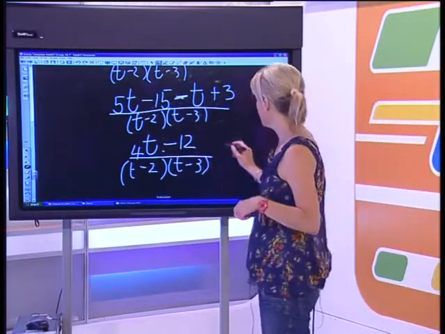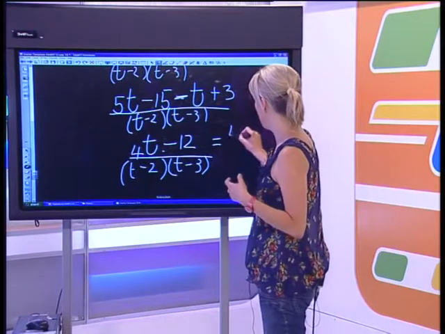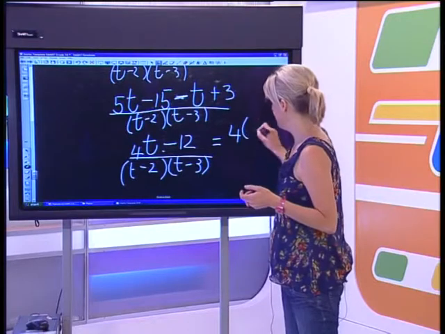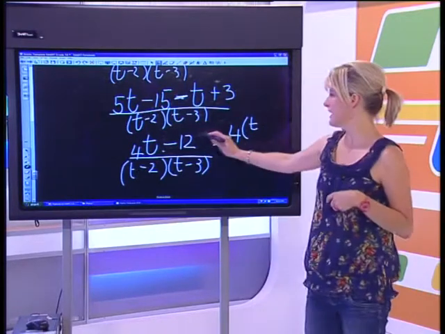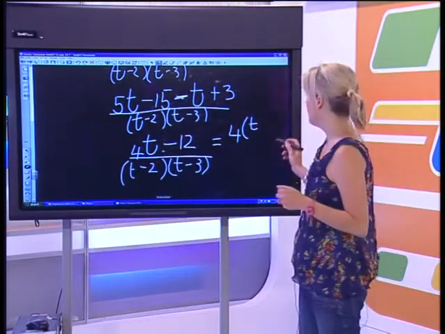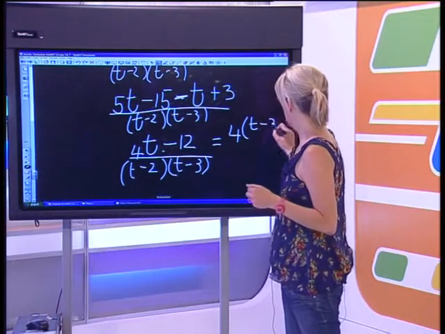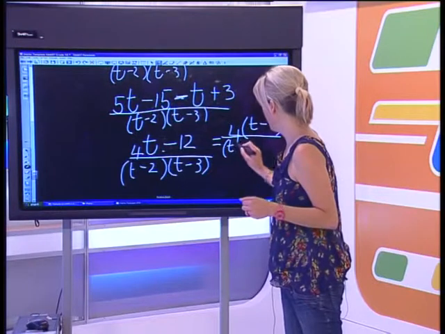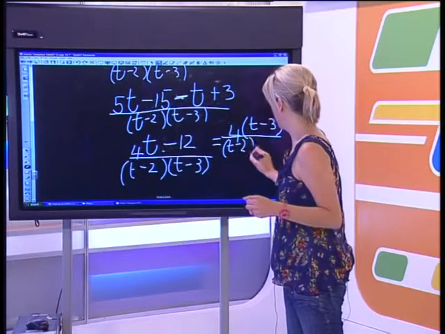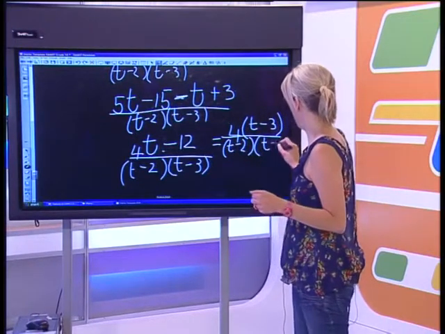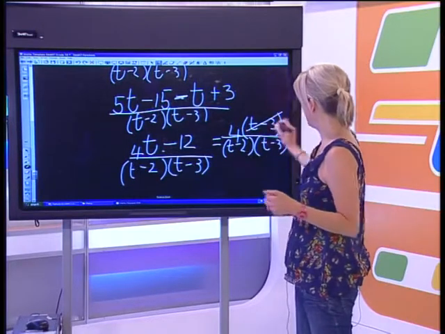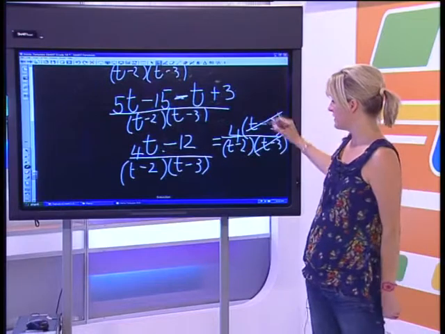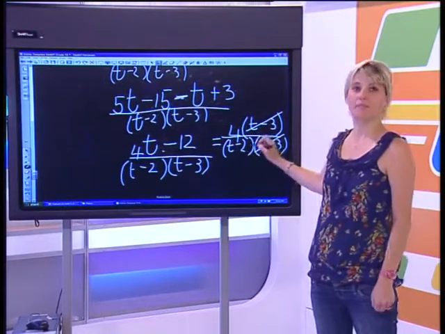And I can also take out a 4 at the top here. So I can take out 4 from 4t, I'm left with t. If I take out 4 from negative 12, I'm left with 3. And something lovely happens. I can now cancel 2 of my terms. So look at that. That one cancels with that one. And my final answer is quite simply 4 over t minus 2.